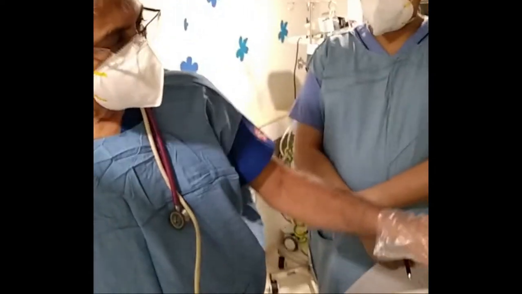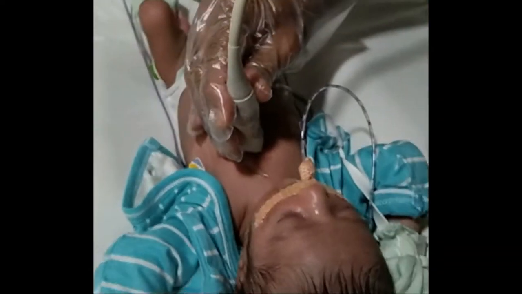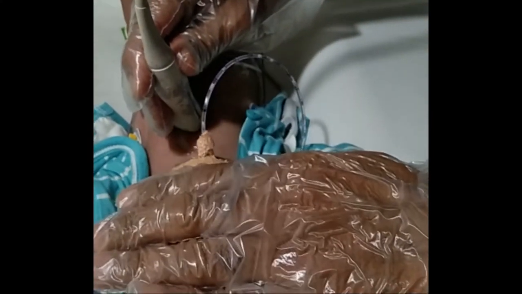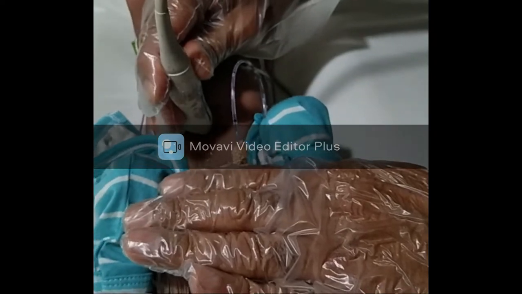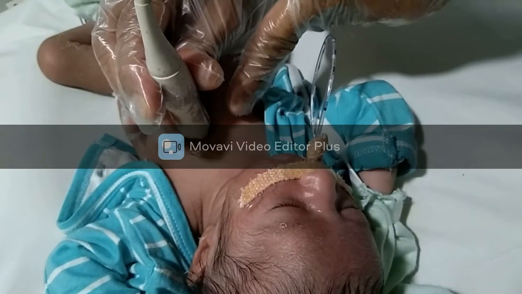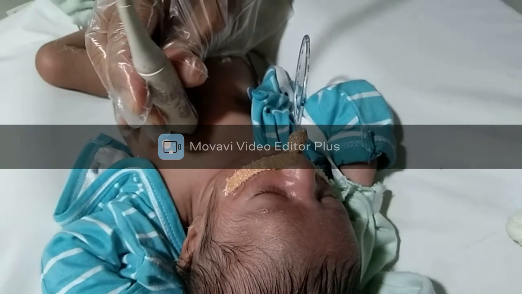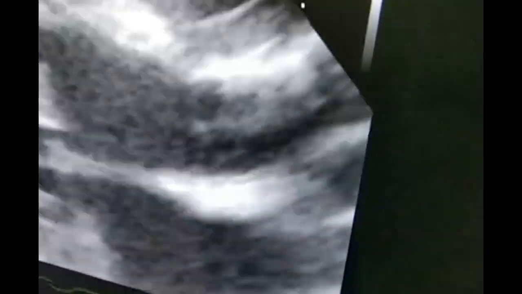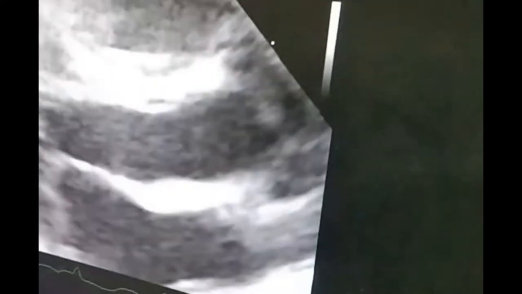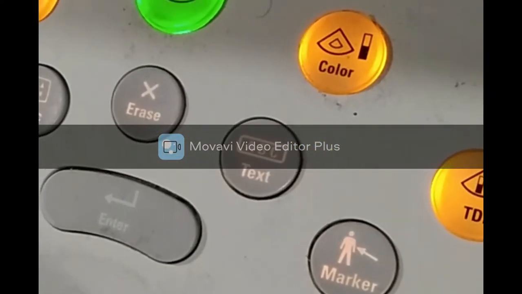If you look at the parasternal long axis, this is the parasternal view where the probe is kept in the left second or third intercostal space, a long axis view of the heart, where you can see the left atrium, left ventricle, aorta, and the right ventricle here. What I'll do is choose the M-mode. You can see here the M-mode.